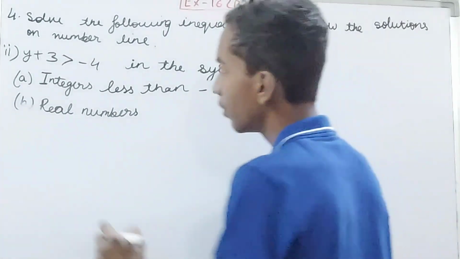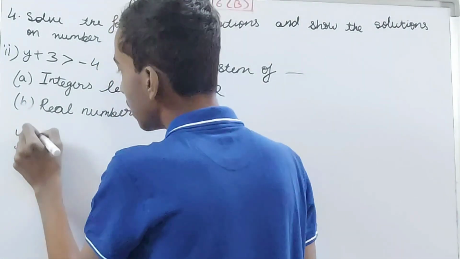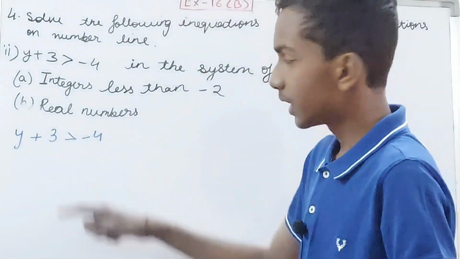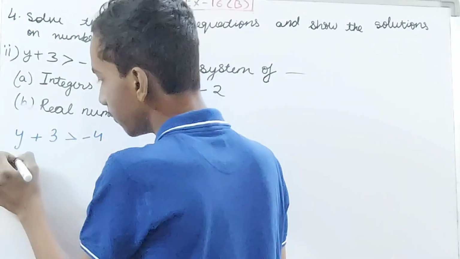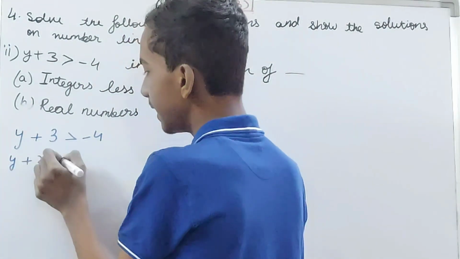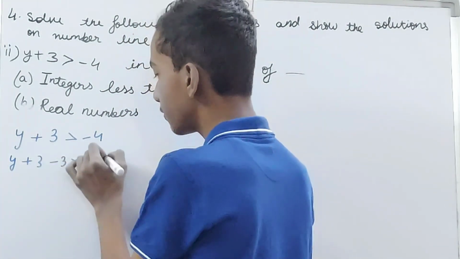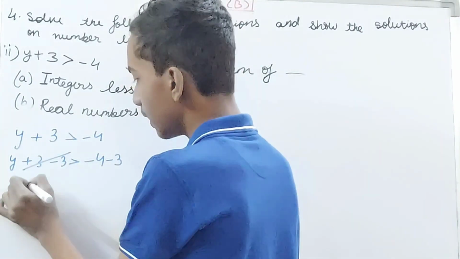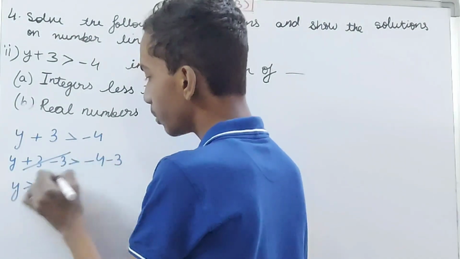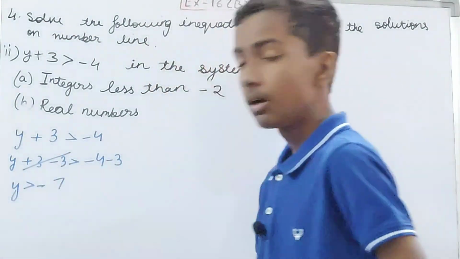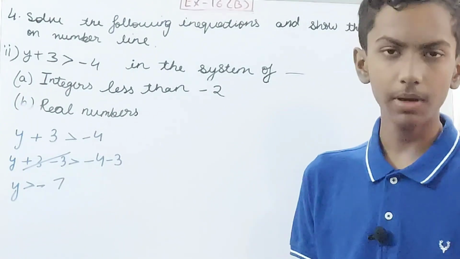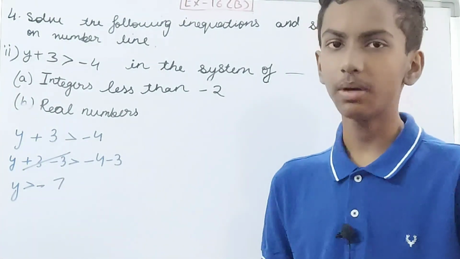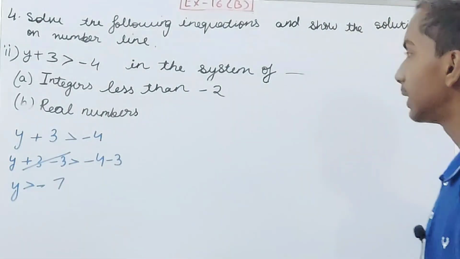Now you can see we have y plus 3 greater than minus 4. Again, solve this, get rid of this plus 3. So y plus 3 minus 3 is greater than minus 4 minus 3. Plus 3 minus 3 cancel. So y is greater than minus 4 minus 3, which gives minus 7. y has a value greater than minus 7. So numbers greater than minus 7 are minus 6, minus 5, minus 4, minus 3, minus 2, and so on.